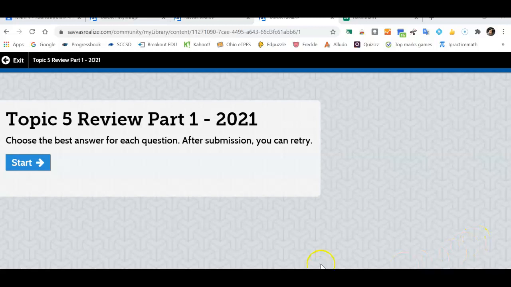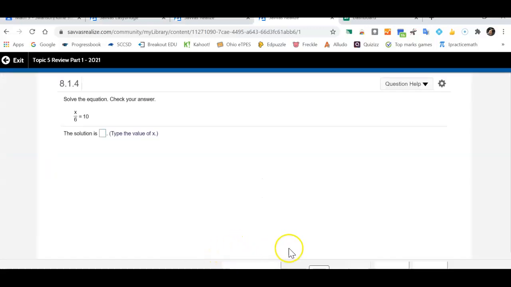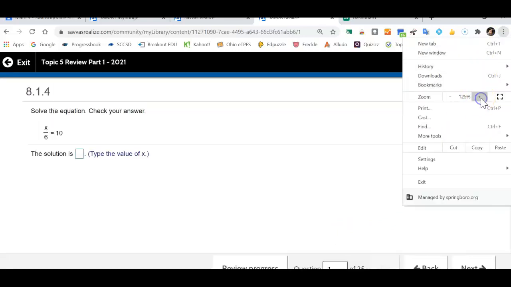All right, so today we are going to look at the topic 5 review part 1, which is a review over the equations half of our topic. This is the last assignment we will get for this week. All right, so what I wanted to do was just go through and review a couple with you. So get out your notebooks.